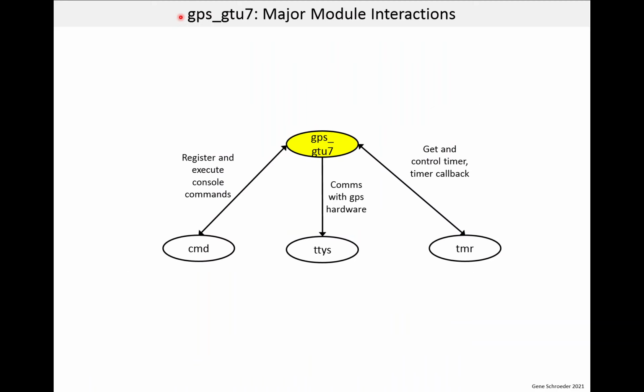Here we see the major interactions between the GPS module and others, and there are three. First, the GPS module has some console commands, so it interacts with the command module in the normal way. The module also uses the TTYS module to communicate with the GPS hardware module. And finally, it uses a timer in a way we'll see when we look at the implementation. Very briefly, this is used to detect when satellites are no longer visible.